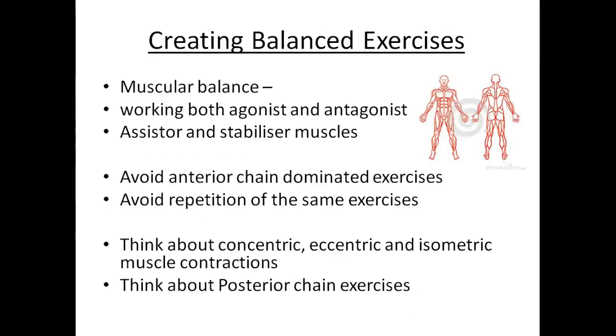So we've got to create balanced exercises, working both the antagonist and the agonist, and the assister and stabilizer muscles. What I generally see in circuits is a lot of anterior chain dominated exercises, or people repeating the same version of the same exercise, like different types of press up, or different types of squat. We've also got to think about concentric, eccentric and isometric contractions, and of course the posterior chain: things like shoulder bridge, deadlift, Turkish get up, all that sort of stuff, different exercises to what you might have seen before.